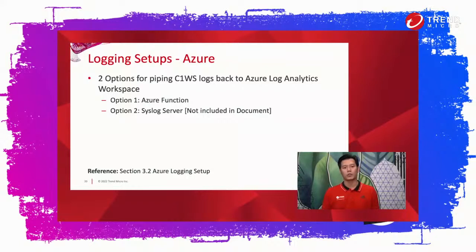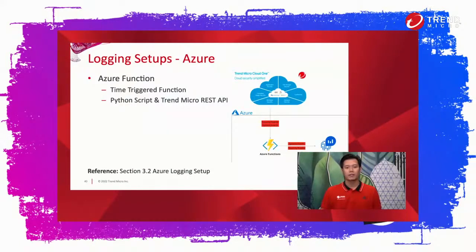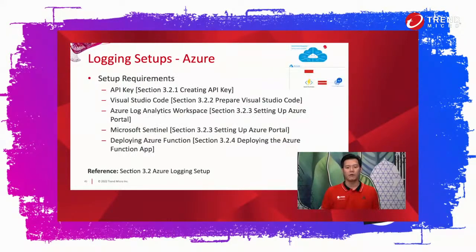Now we will move into Azure. So this is how the Azure function works in terms of piping logs. These are the variables that are required as part of the Azure logging setup.